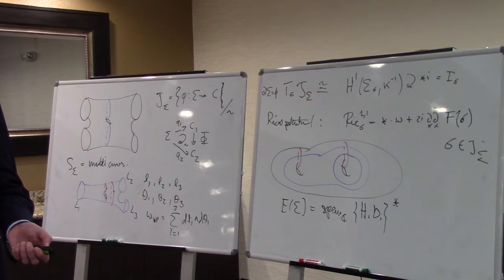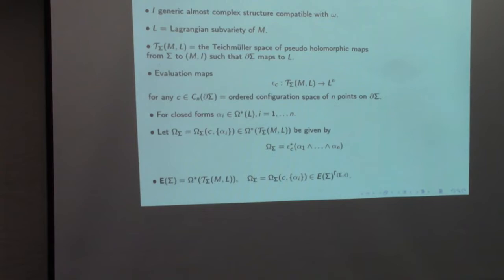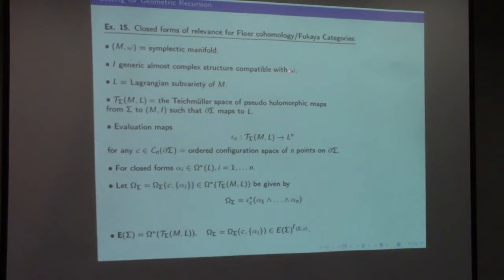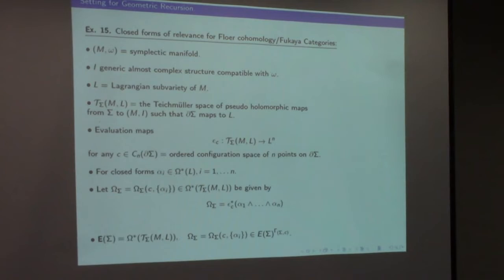Okay. Here's one that's maybe of particular interest to this audience. Let's consider closed forms of relevance to Floer cohomology and Fukaya categories. So I start with a symplectic manifold. Then I take a generic almost complex structure I, which is compatible with omega. So it means that I is tame with respect to omega. That means if I combine omega and I, I get a positive definite Riemannian metric on M.